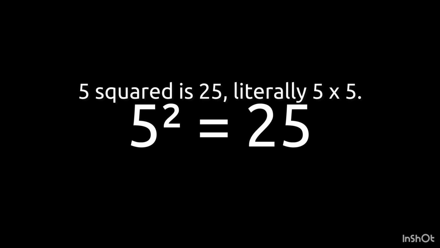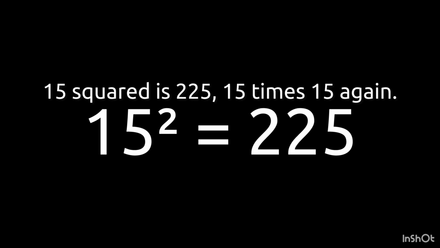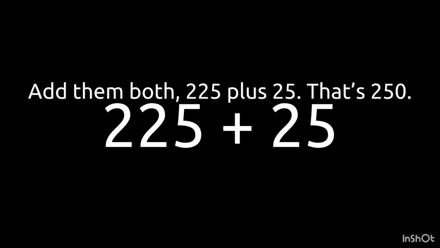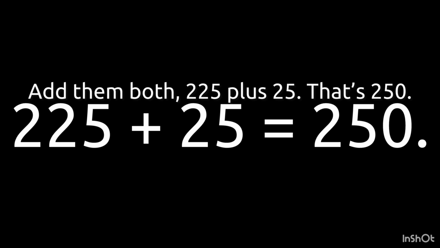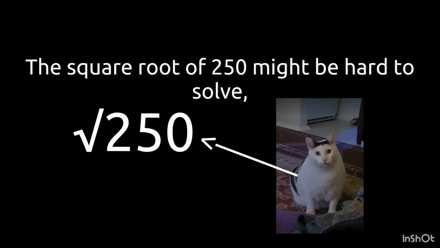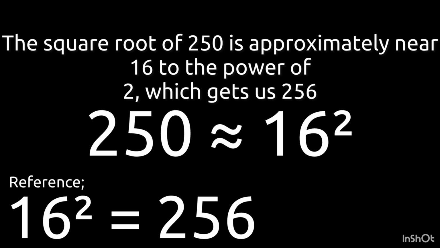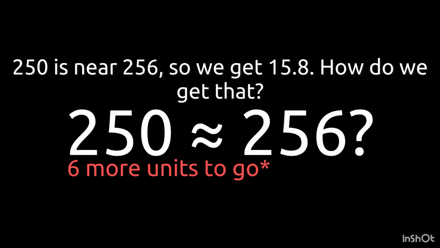Square them. 5 squared is 25, literally 5 times 5. 15 squared is 225, 15 times 15 again. Add them both, 225 plus 25, that's 250. The square root of 250 might be hard to solve, so we do the estimation method. The square root of 250 is approximately near 16 squared, which gets us 256. 250 is near 256, so we get 15.8.